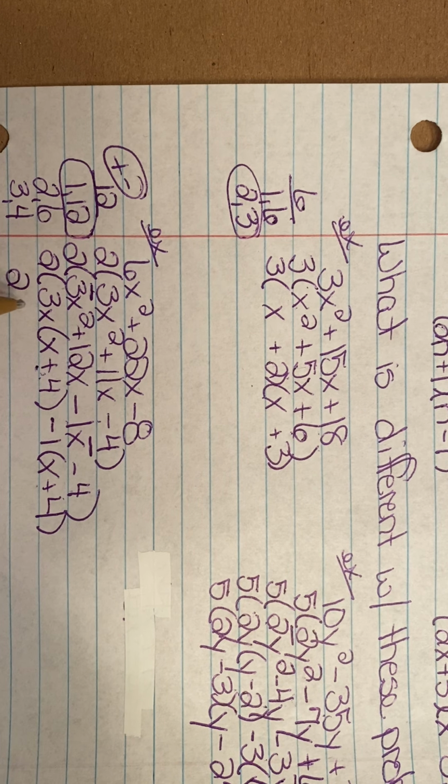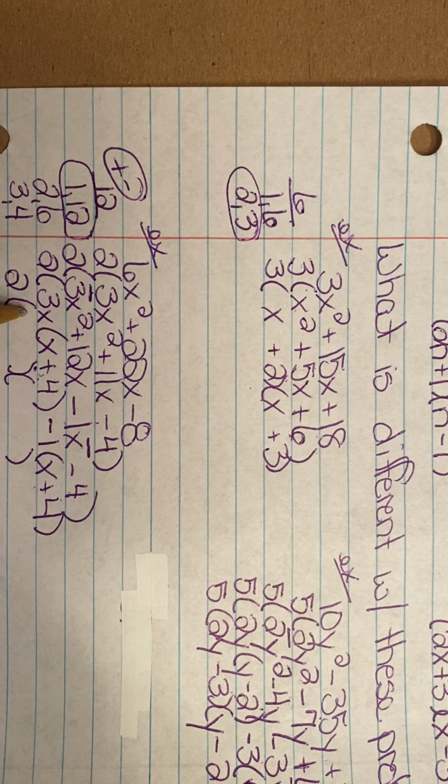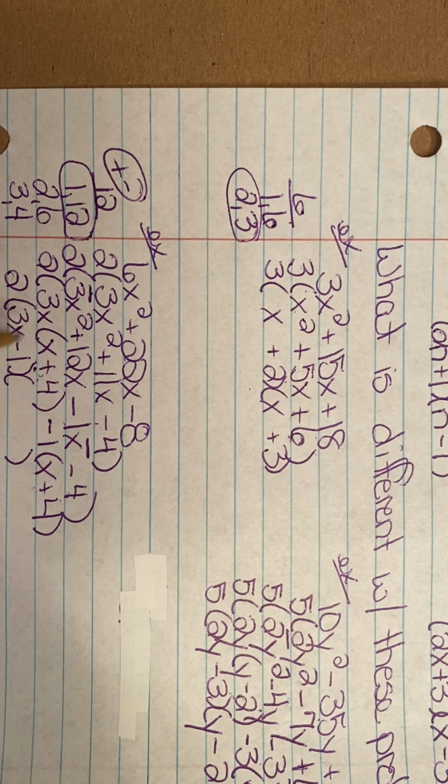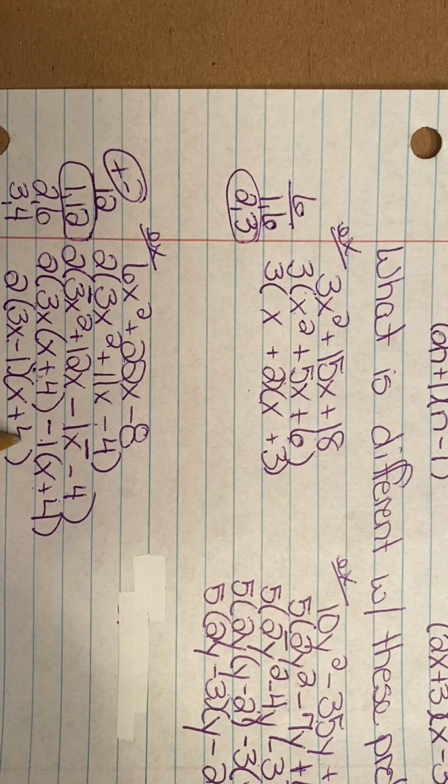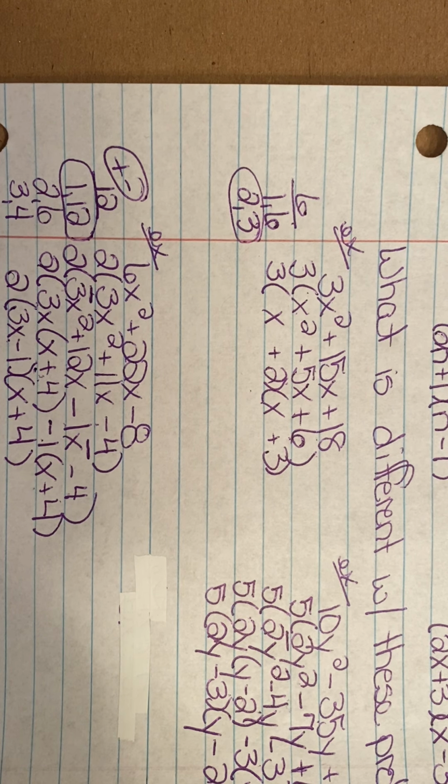I'm going to bring down the 2 that's out in front, and I'm going to write my answer as a product of two binomials. 3x minus 1, my two coefficients go in the first one, and x plus 4 goes in the second. And you are now finished with today's lesson, and that means that you can start the homework.